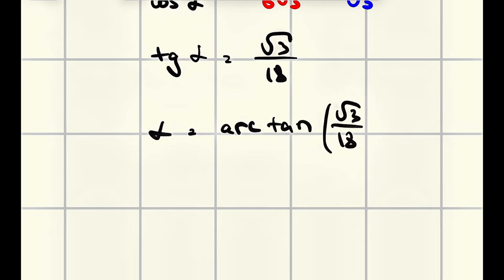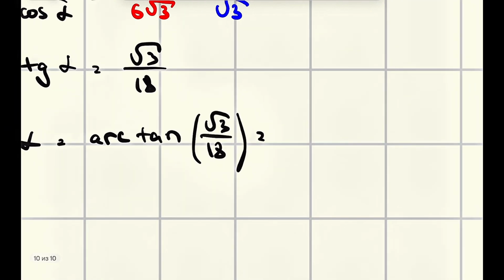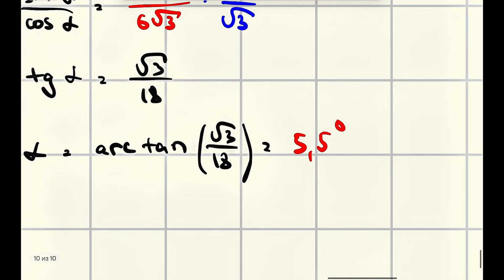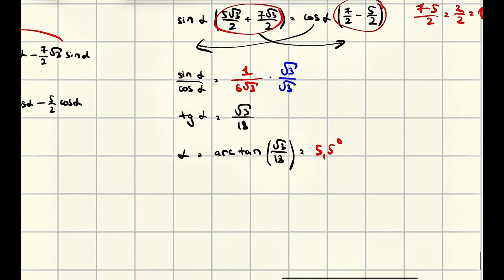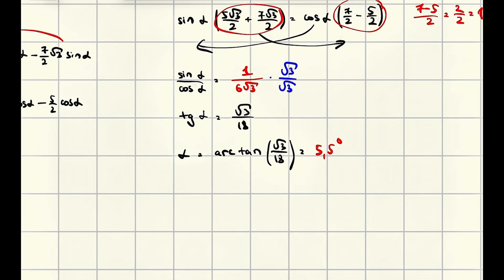In fact, if I calculate it, should I? Yeah, let's try. Arctangent of square root 3 divided by 18 is going to be some angle like 5.5 degrees. Pretty good. This is just 5.5 degrees. I like it. This is our answer. This is our physical answer. This is our mathematical answer.